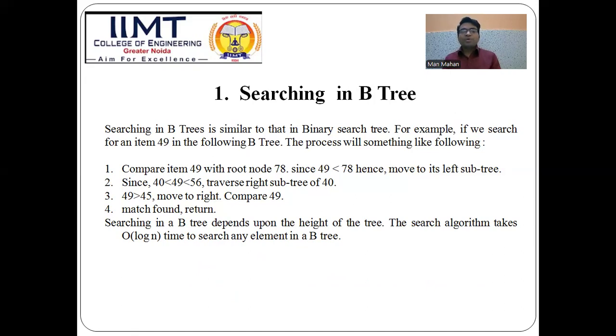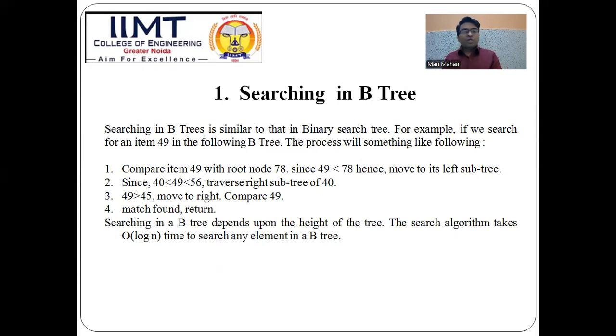The process is something like this: if a particular value is searched, then we compare it with the root node. If the root node matches, then the search is successful. If the root node does not match and the searched value is less than the root node, then the search starts in the left subtree. If the searched value is greater than the root value, we start the search on the right side. We take a particular example.